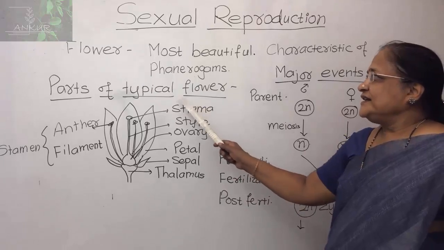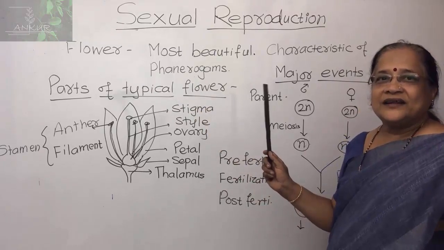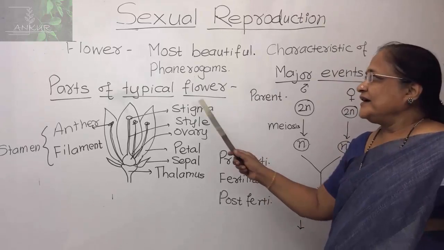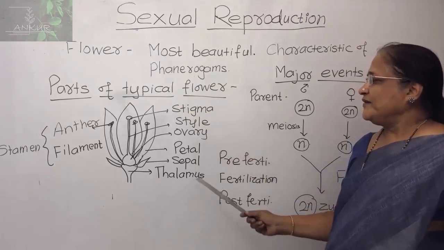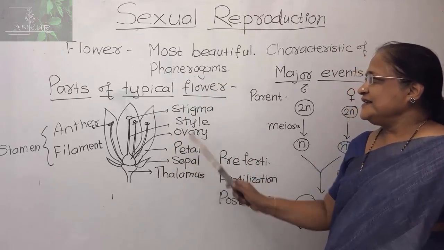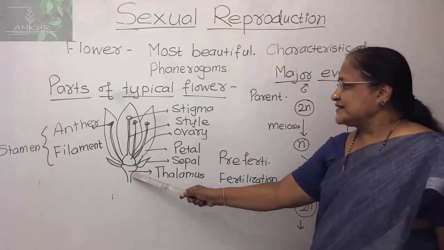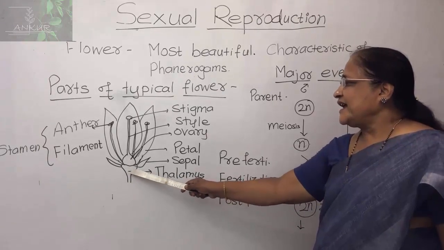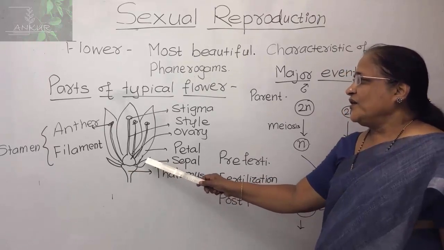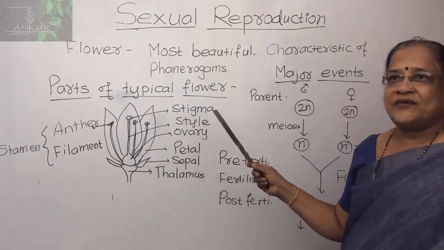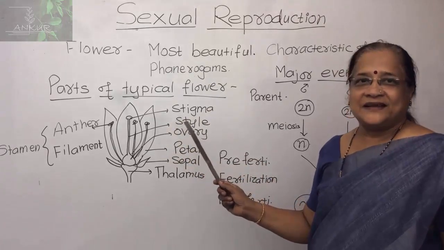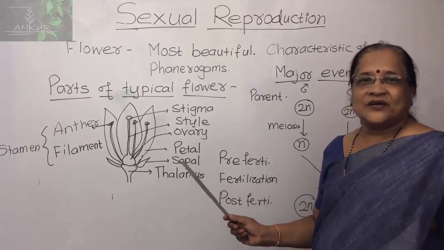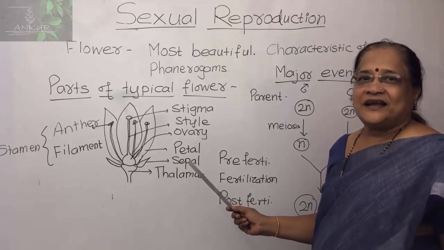These flowers are very showy and differently colored for pollination, and here we can see the parts of a typical flower in this figure. This is the thalamus, and all this is the pedicel. The thalamus is the structure on which the other parts of the flower are arranged in a cyclic manner. Those parts we call the calyx, corolla, androecium and gynoecium.